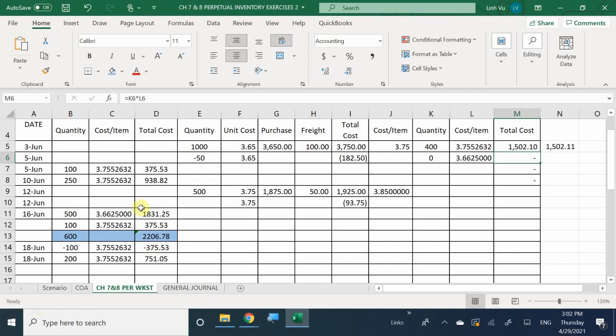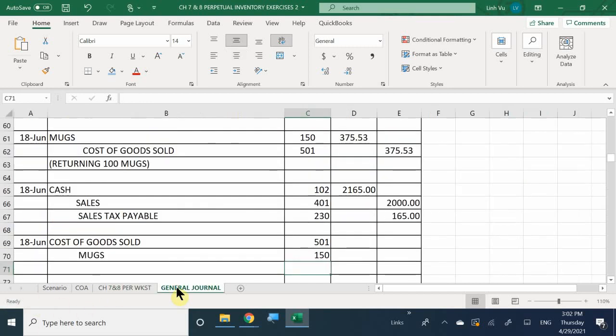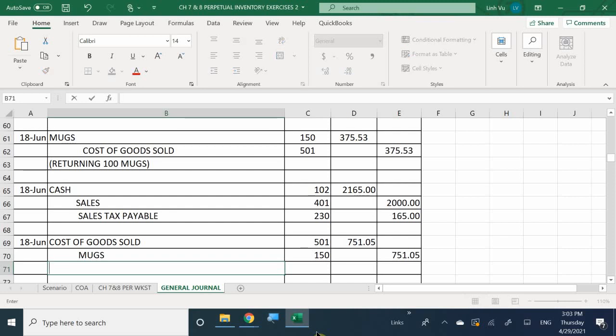So once again, now I have my, was it 751.05? Let's go ahead and update my journal here that I sold $751.05. Okay. And once again, I need to put some crucial information here that I sold 200 mugs.